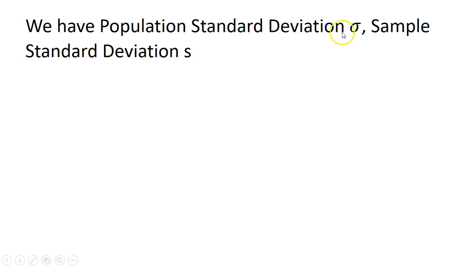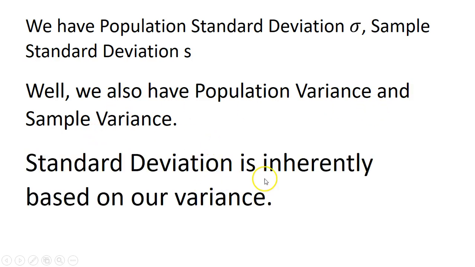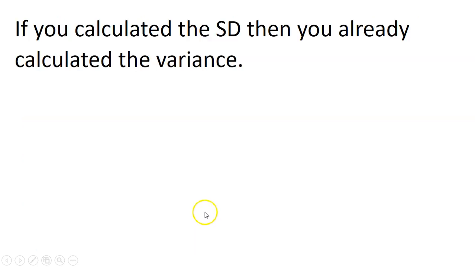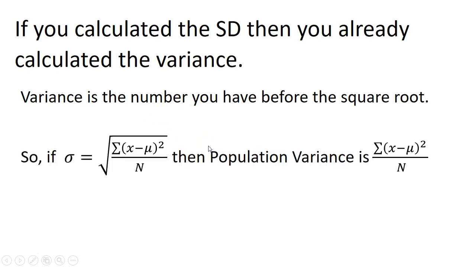We have population standard deviation. We have sample standard deviation. We also have a population variance and a sample variance. Standard deviation is inherently based on your variance. We technically found variance when we were creating the formula. So it's already there. Variance is already there. Okay? And here we go. Here's why. If you calculate the standard deviation, then you already calculated the variance. Variance is the number you have before the square root. All right? Before you square root at the end.